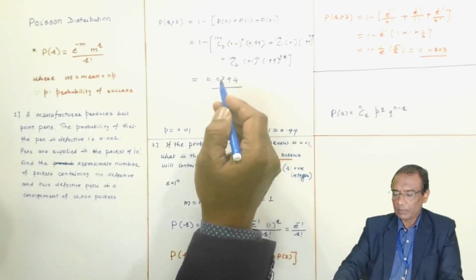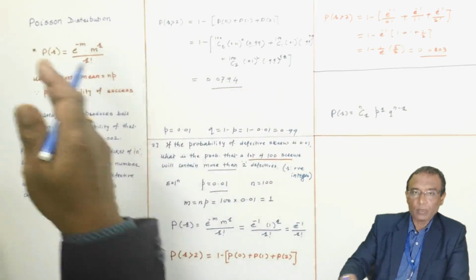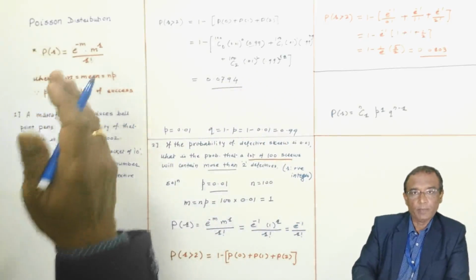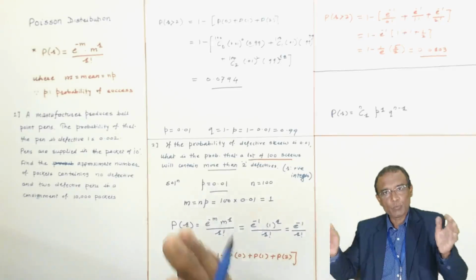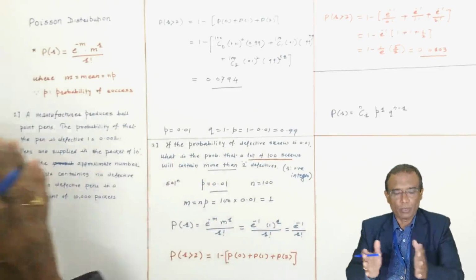Okay, this means the Poisson distribution is more powerful than the binomial distribution when n is large and the probability of success of each event is very small.